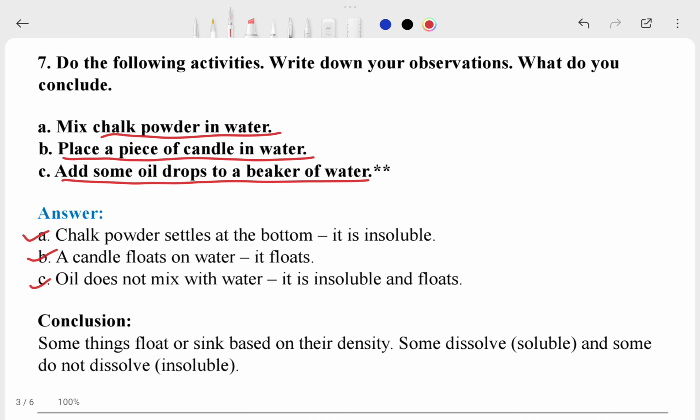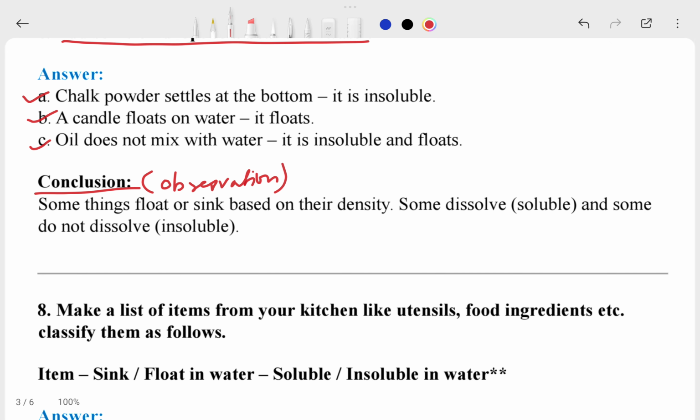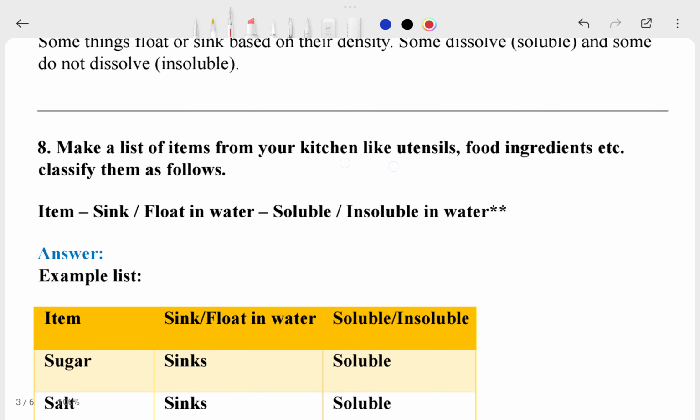And after all these answers, you have to write your observation. So here I have written conclusion, meaning what I observe. You can write conclusion or observation here, anything you can write. Okay, so from here this answer starts.